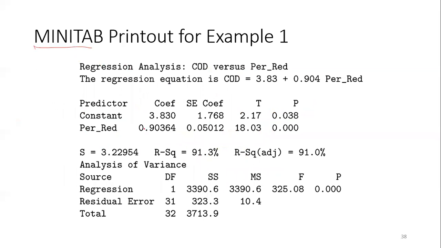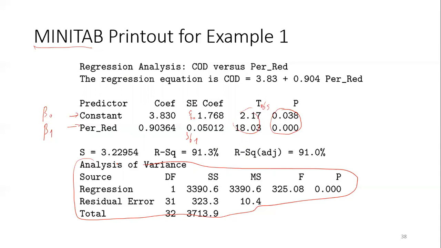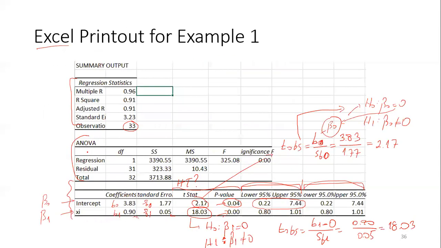The MINITAB printout. As you see again, this is the row associated with beta 0, and this is the row associated with beta 1. And again, this is S of B0, and this is S of B1. These are the T observed values, and these are the P values associated with them. As you see, this is exactly the same thing that we have. And this is the ANOVA table. This is the same table as the one that we see in Excel, here. This is the same thing that we have here.